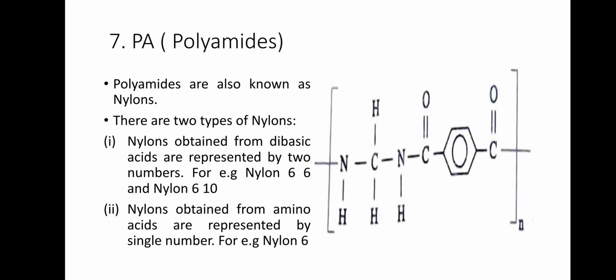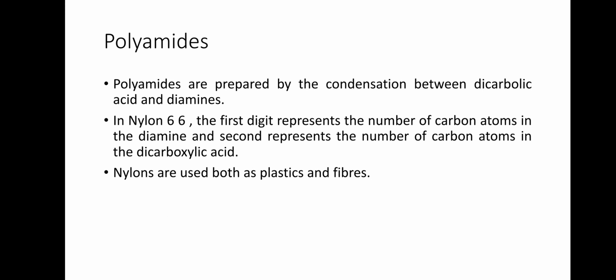Nylon example, nylon 6. The structure is NH, CH2, NH, C double bond O, benzene ring, C double bond O. It is an amide. N times of this amide give polyamides. Polyamides are prepared by condensation polymerization between dicarboxylic acid and diamines. In nylon 6,6, the first digit represents the number of carbon atoms in the diamine, and the second digit represents the number of carbon atoms in the dicarboxylic acid. Nylons are used both as plastics and fibers.